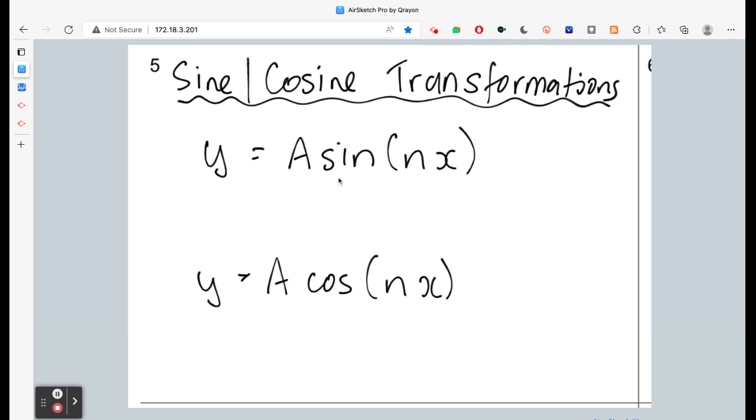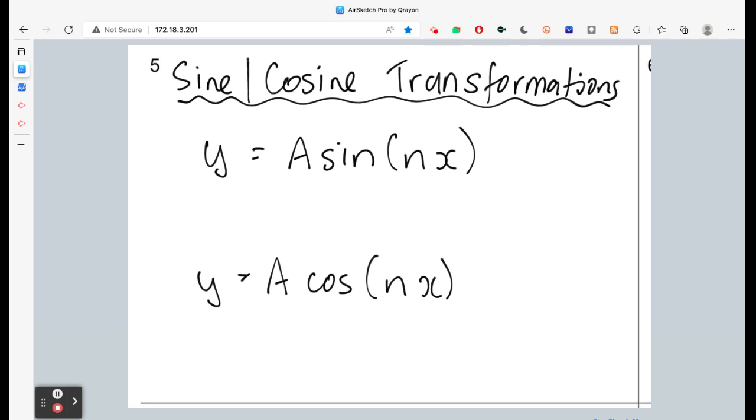The only two transformations we need to consider this year are what happens if we put a value in for a here, and what happens if we put a value in for n here. I'm going to focus on the sine function, but only because the cosine function is pretty much the same. It's just that the graph starts at a different position. They're both the same sort of shape, right?